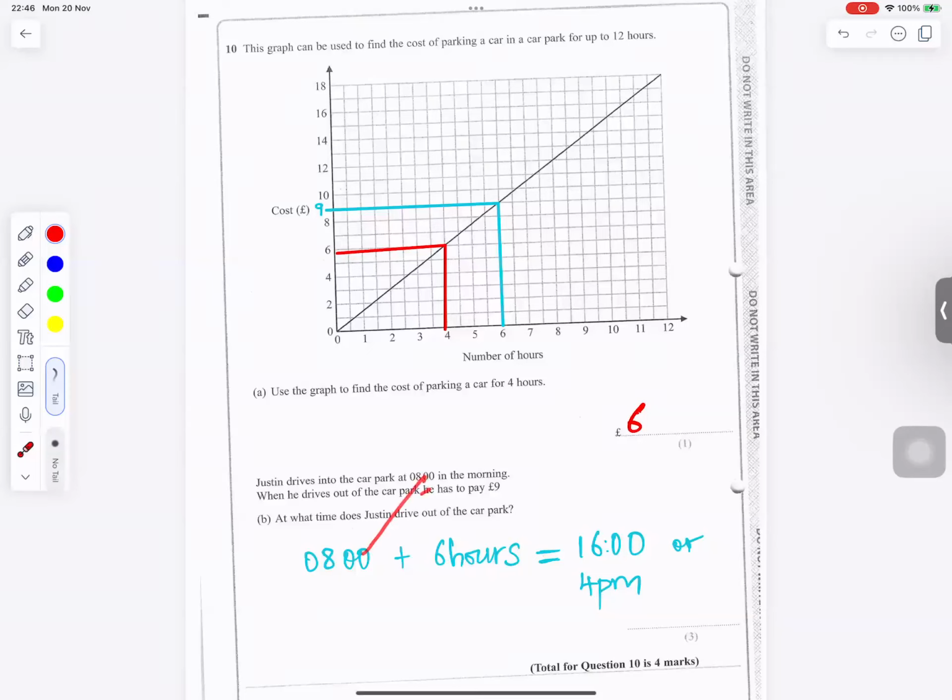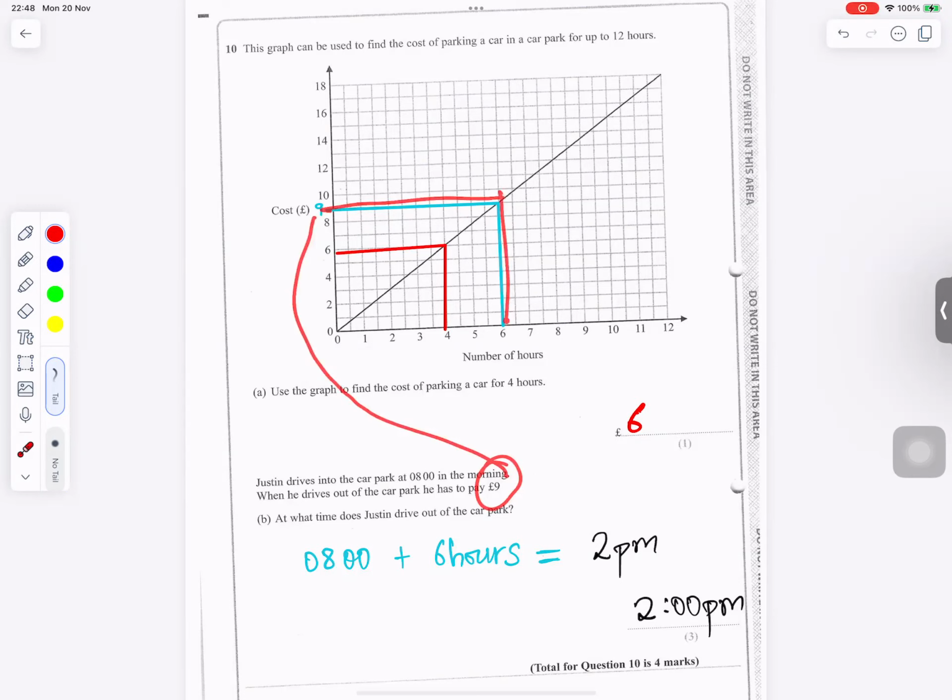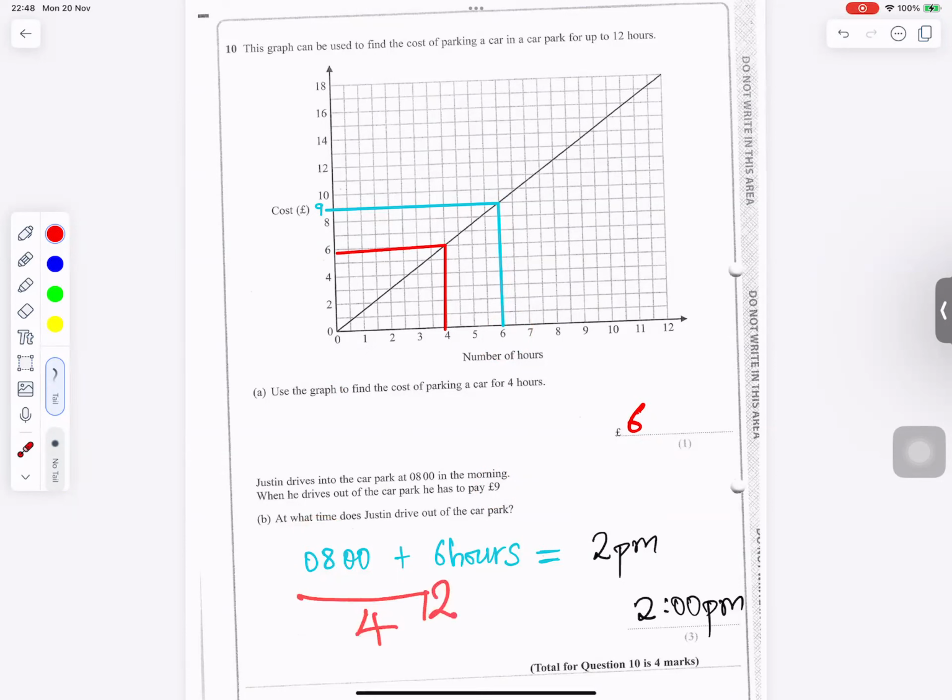At what time does Justin drive out of the car park? So they drive in at 08 in the morning. They do 6 hours. So we go to £9 and we go straight down. You come down, it is 6 hours. So you start at 08 in the morning plus 6 hours. So you get 4 hours. It gets to 12 noon plus another 2 hours. It gets to 2 p.m. So it's 2 p.m.